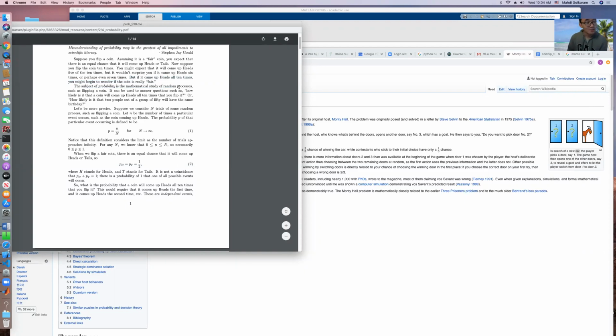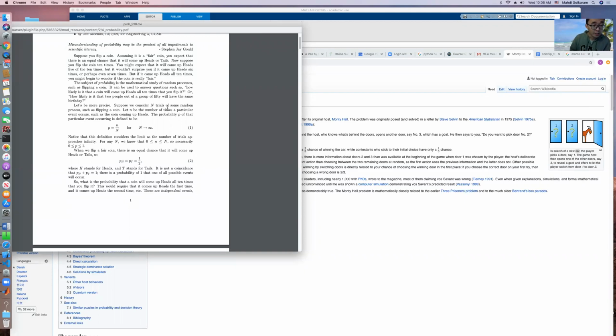But that's another story. Probability is the mathematical study of random processes, such as this coin flipping. It can be used to answer questions like how likely it is for a coin to come up all 10 heads when you flip 10 times, or how likely it is that 2 people out of a group of 50 people have the same birthday. So let's continue to focus on this coin flip example.